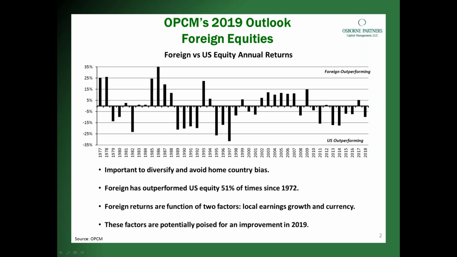Looking over the long term, having an allocation to foreign equities is prudent, as foreign equities have outperformed U.S. equities around half the time over the past 40 plus years, as the chart shows. Having exposure to foreign equities is especially important when two key factors that drive foreign returns, one, local earnings growth, and two, currency, could be set up to improve. We'll discuss why these factors could be set up to improve and give an example of a foreign market where we believe these key factors are set up well.